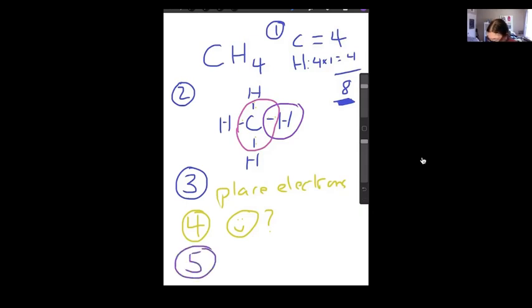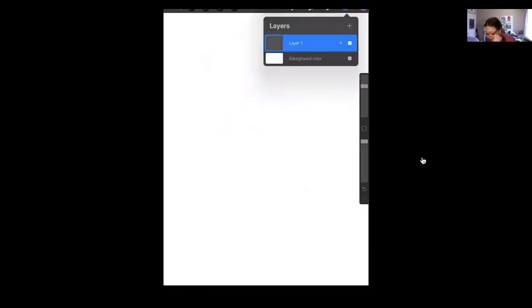Step 5 would be, if somebody wasn't happy, then we would make some double bonds, and I'll show you that in another compound. All right, so now let's try something a little more complicated. Okay, so we're going to try CF2S.